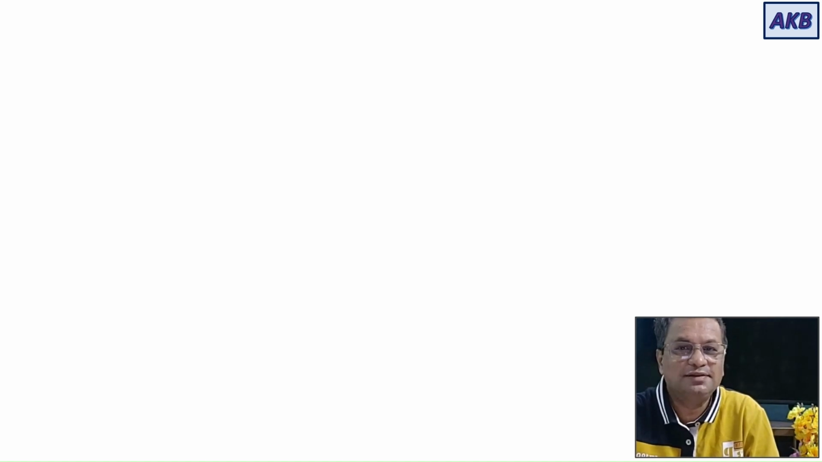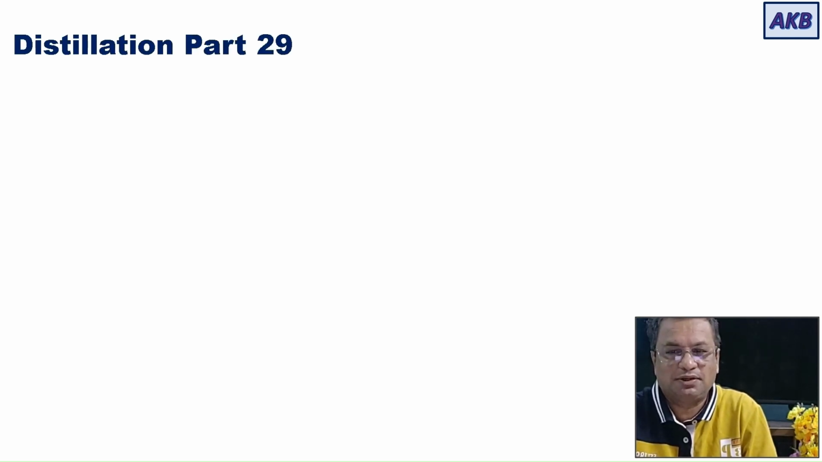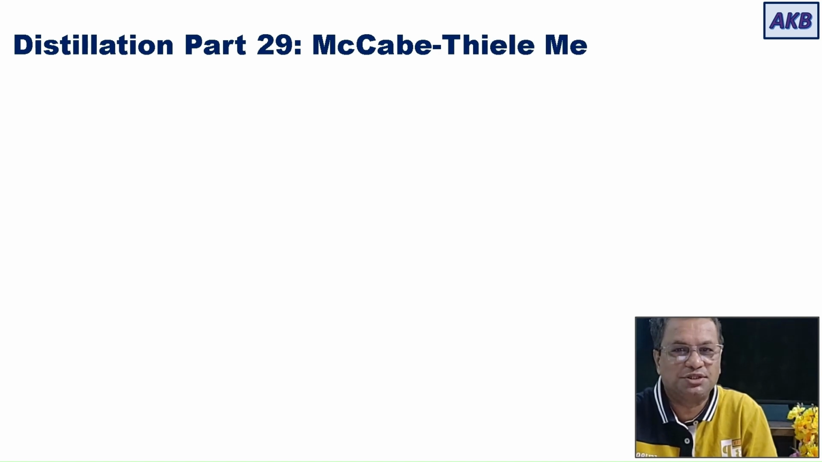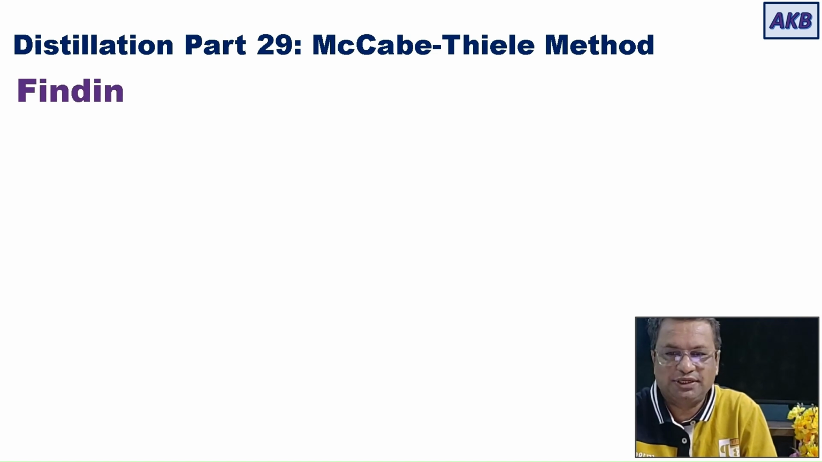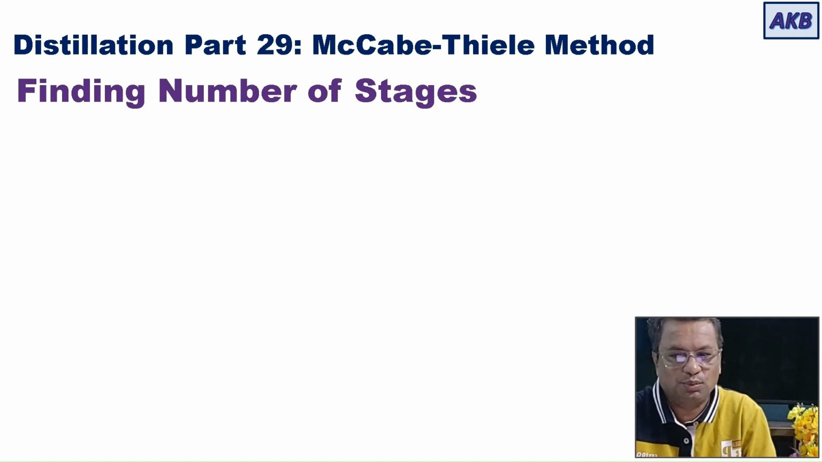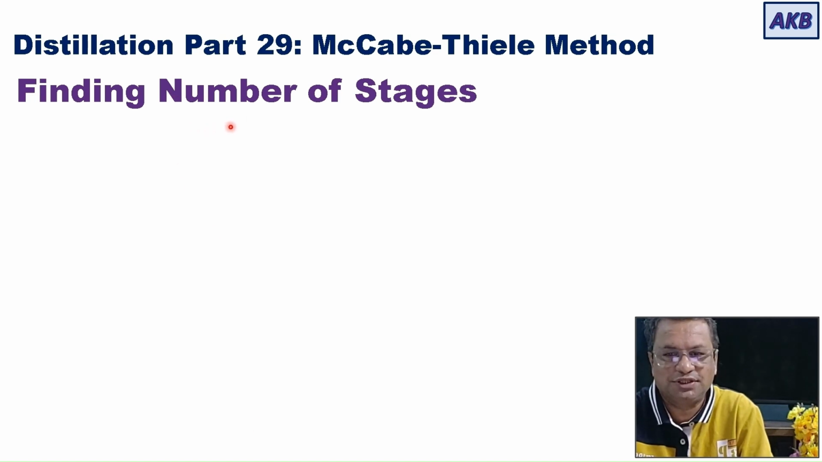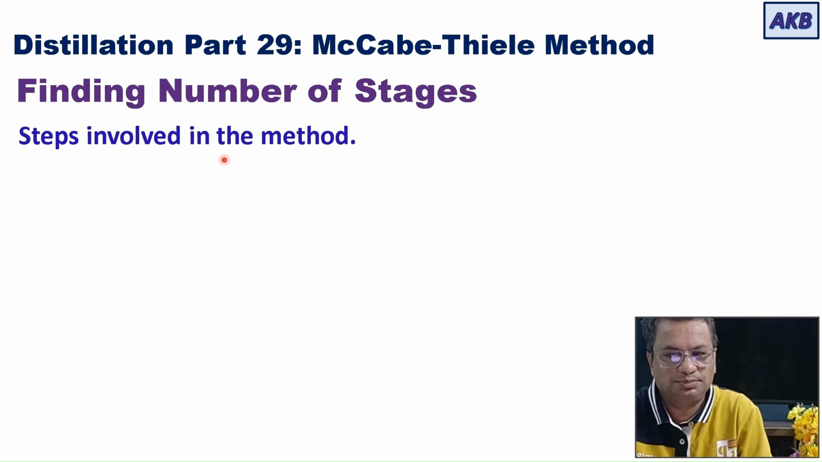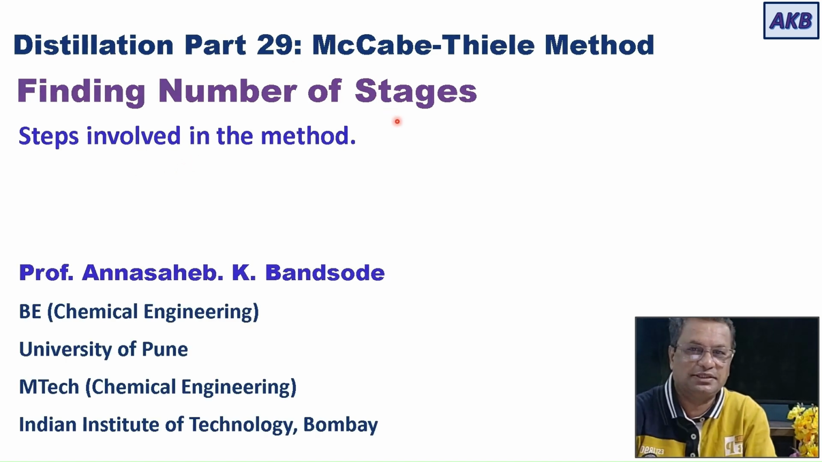Today I'll discuss the steps involved in the McCabe Thiele method. This is a part of my discussion on distillation. It is the 29th part, and today we will know what the steps are in finding the number of stages in a typical tray column. We will learn how to find the number of stages using the McCabe Thiele method. So let us start this session.